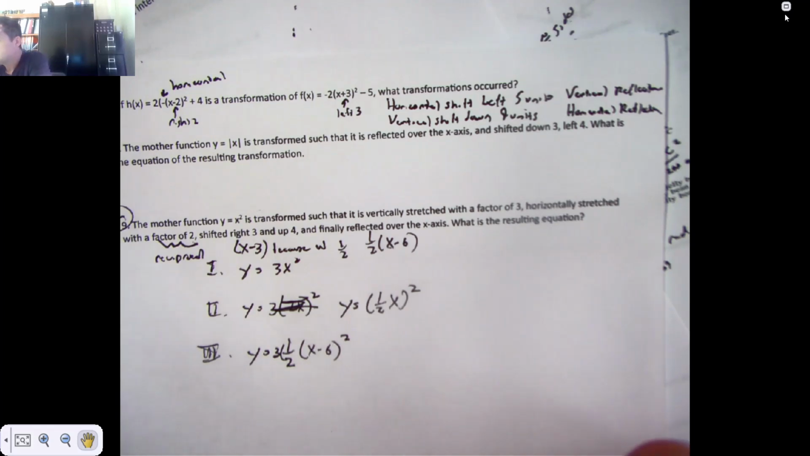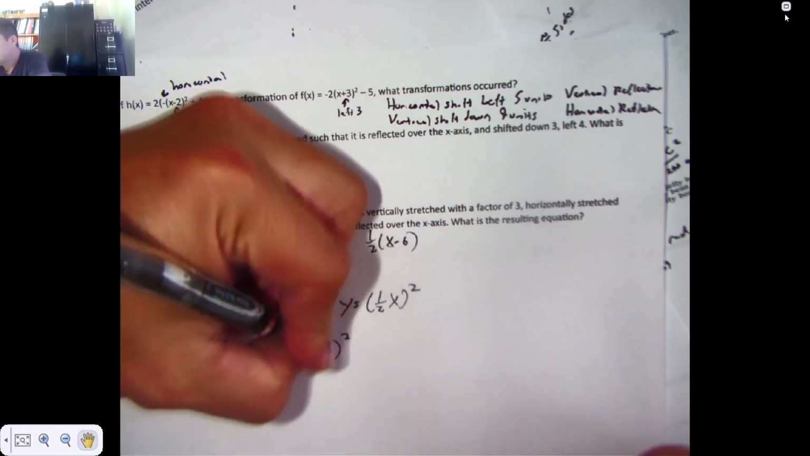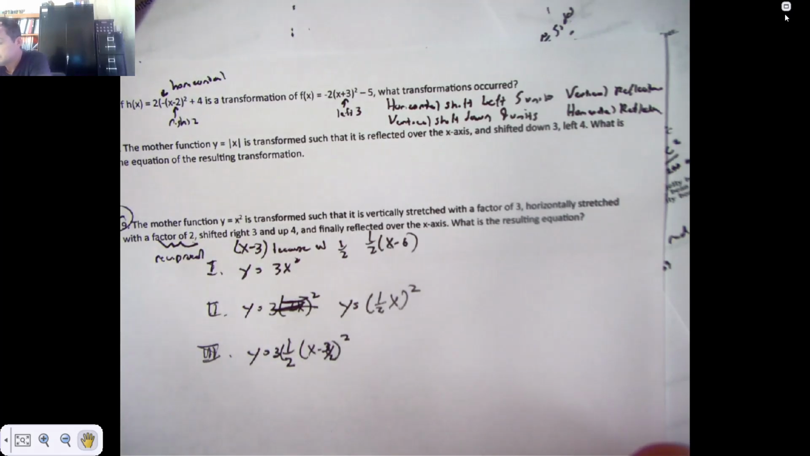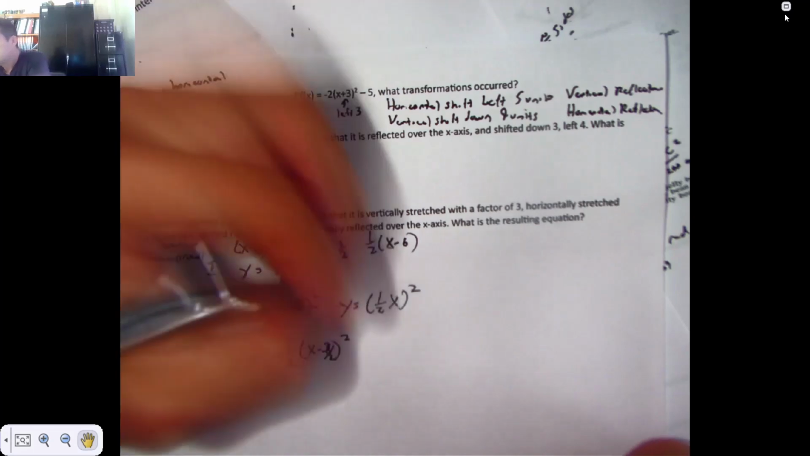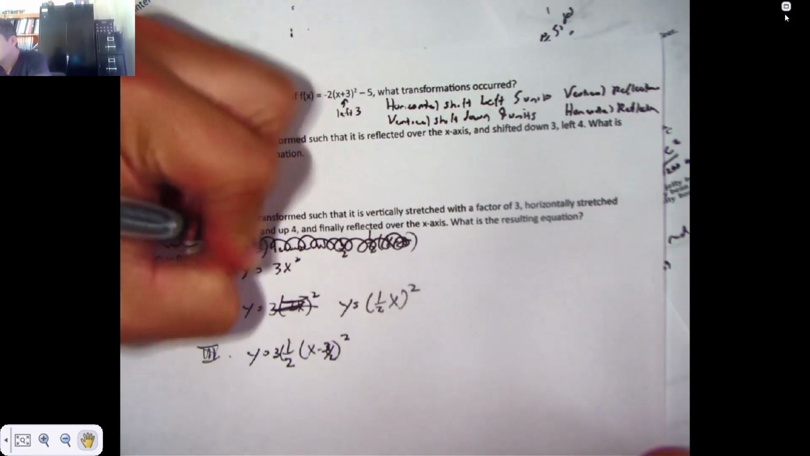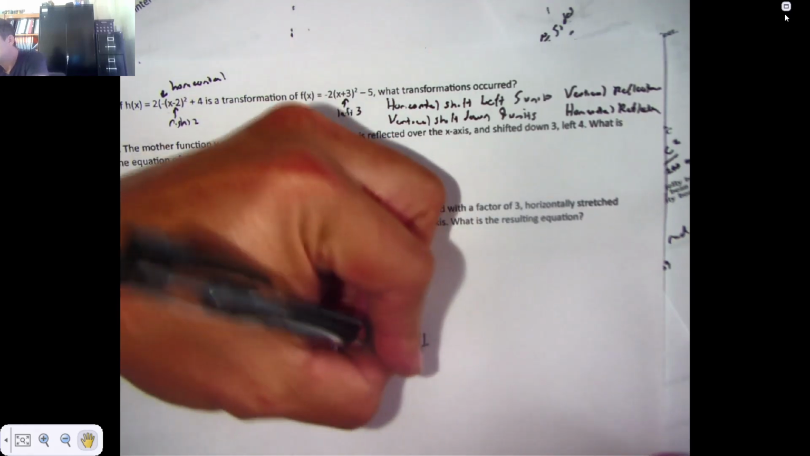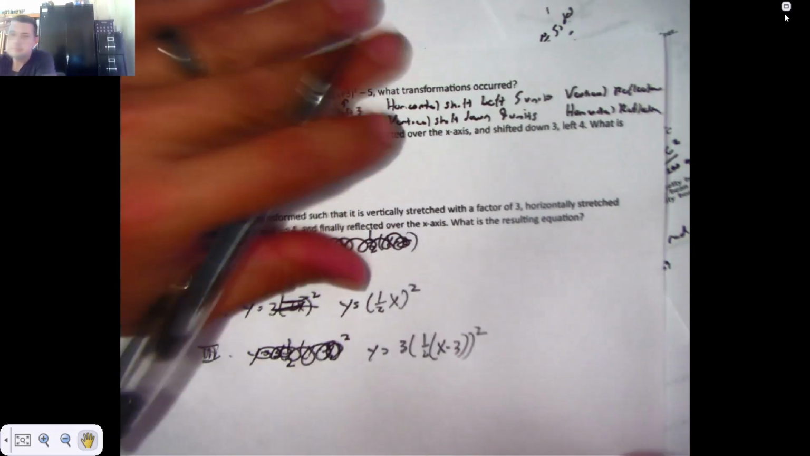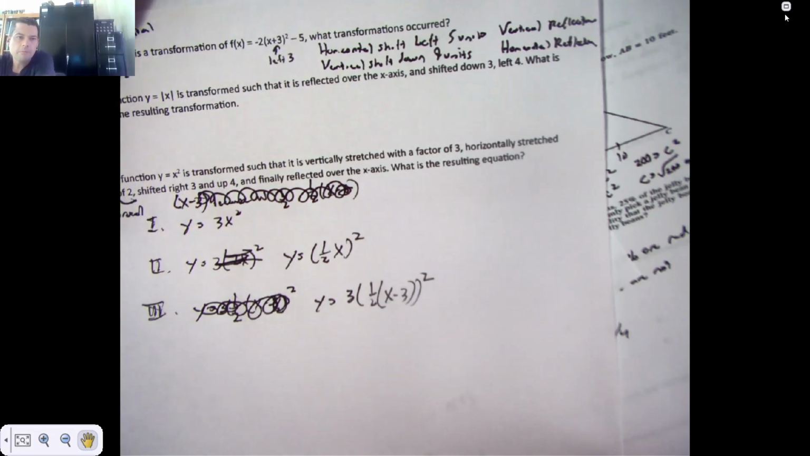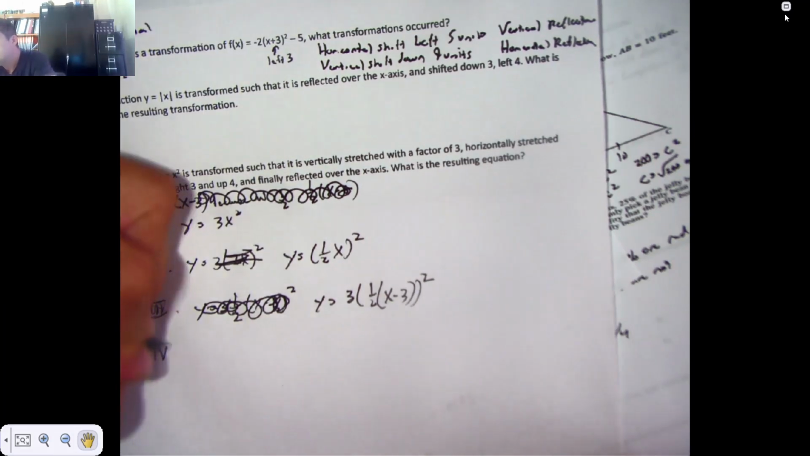I messed that one up. 3/2. No, ignore me. Because the way I'm writing this, it won't matter. I am seriously overthinking things. That'll do it, because it's already in factored form. And then the last thing is to go up 4.